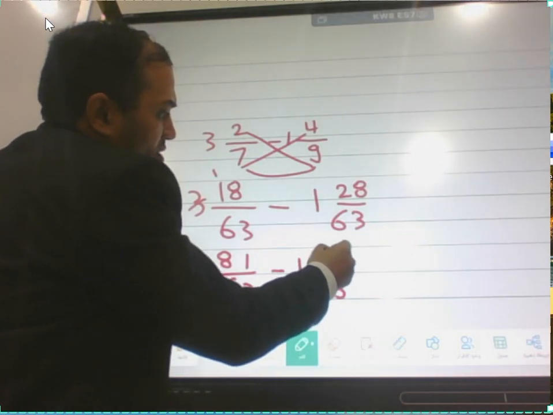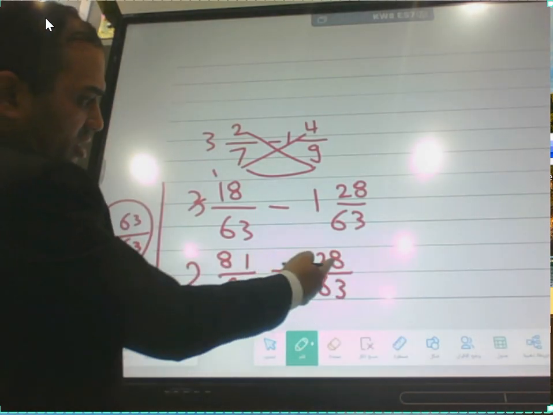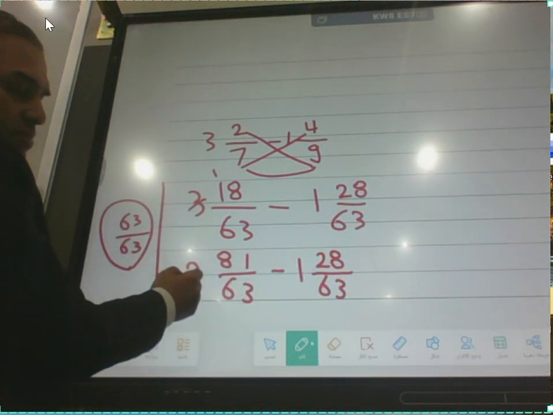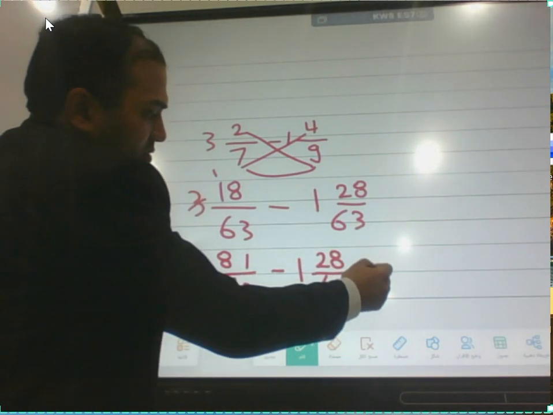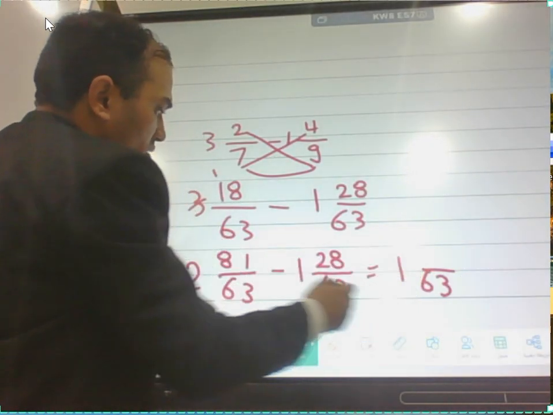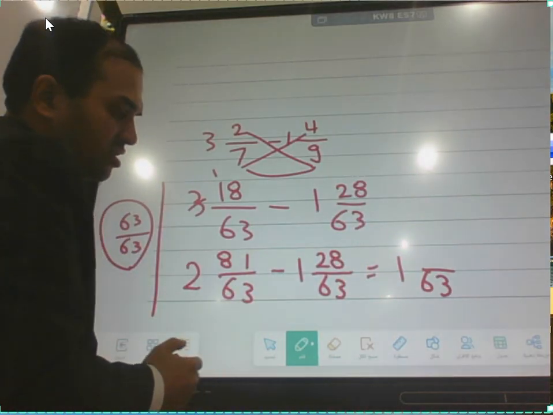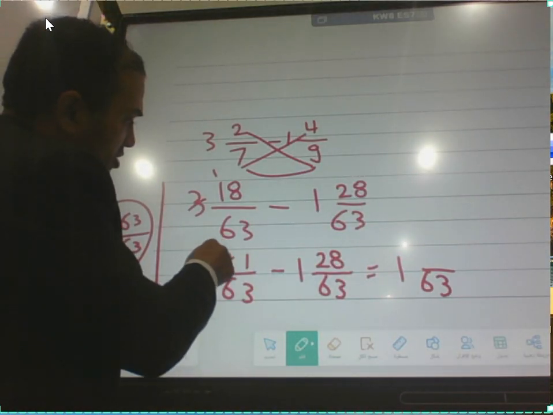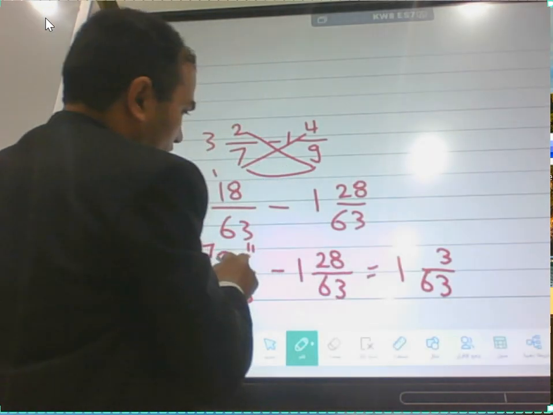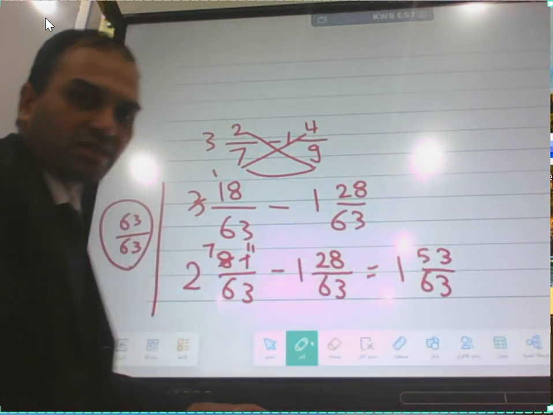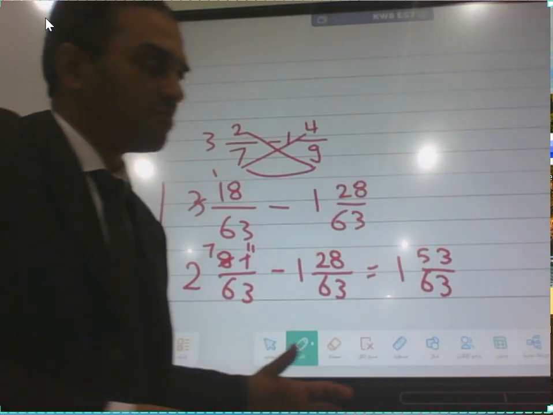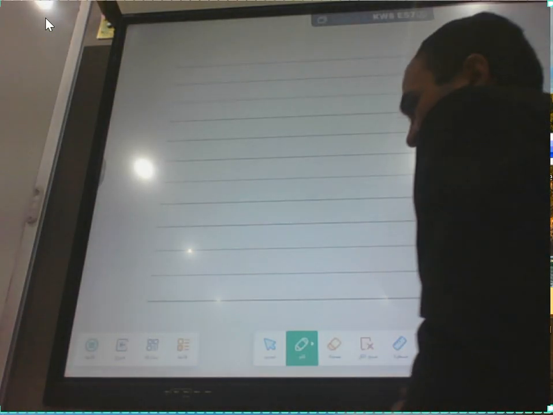We have 28, and I cancel this number. Cancel 1 from 3 and it will be 2. You understood? And then write the numerator 63 down, and then 2 minus 1 equals 1, and 81 subtract 28 equals 53. The result is 1 and 53 over 63. Okay, in this example you must do the steps.